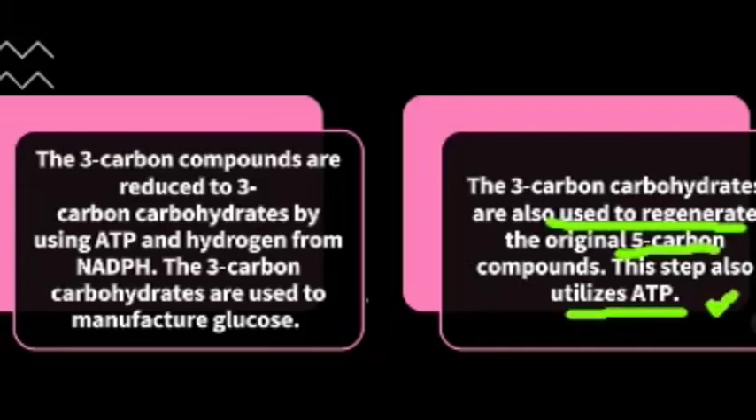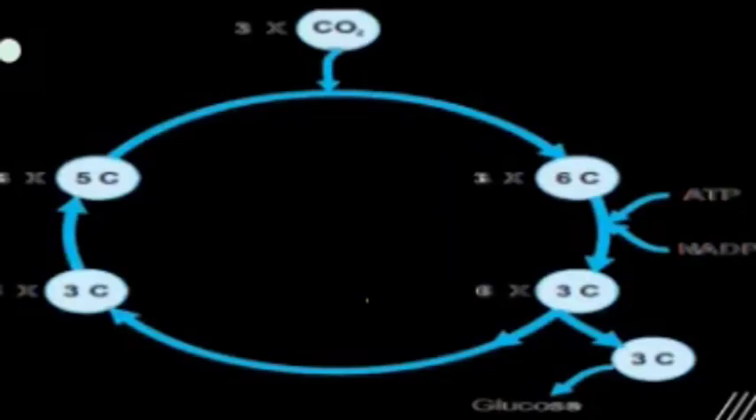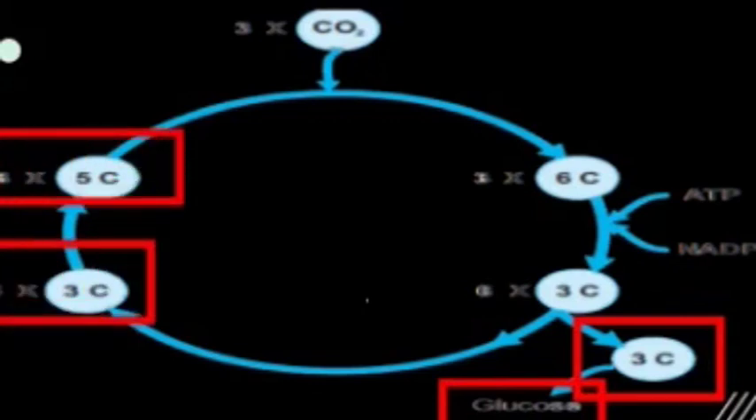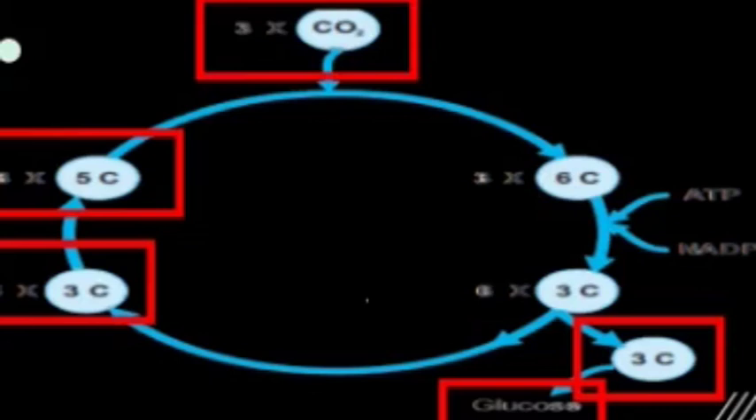As shown in the diagram, the three carbon compounds are reduced to make glucose. The three carbon carbohydrates are also used to regenerate the original five carbon compounds. This step also utilizes ATP. As shown in the diagram, the three carbon compounds are again reduced to form five carbon original compounds. So this is all about dark reactions and it occurs during night time.